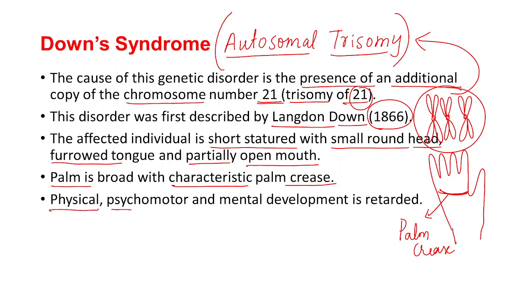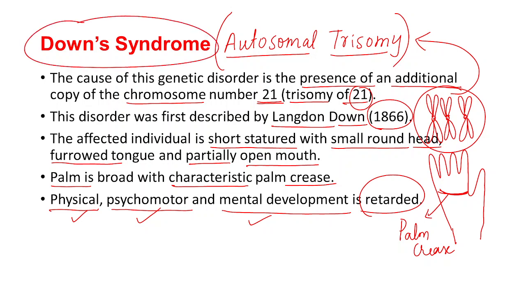Physical as well as psychomotor and mental development is retarded. Very important point here. In Down syndrome, individuals may be mentally retarded. In severe conditions, the individuals will have physical, psychomotor as well as mental retardedness, or defect in physical, psychomotor and mental development. This is about Down's syndrome, which is an autosomal trisomy condition or autosomal chromosomal disorder.